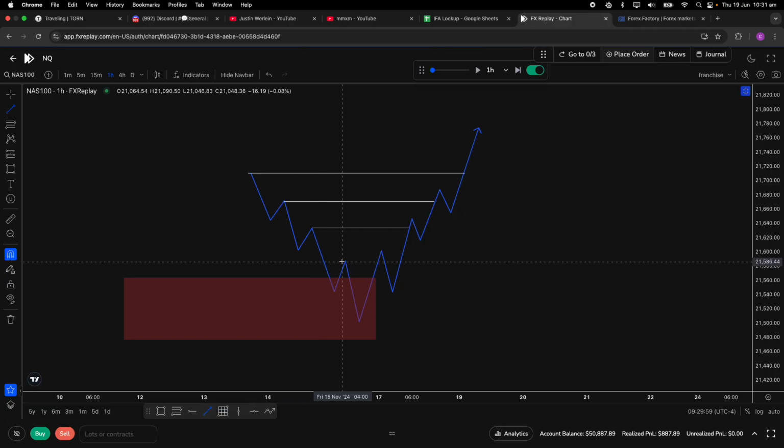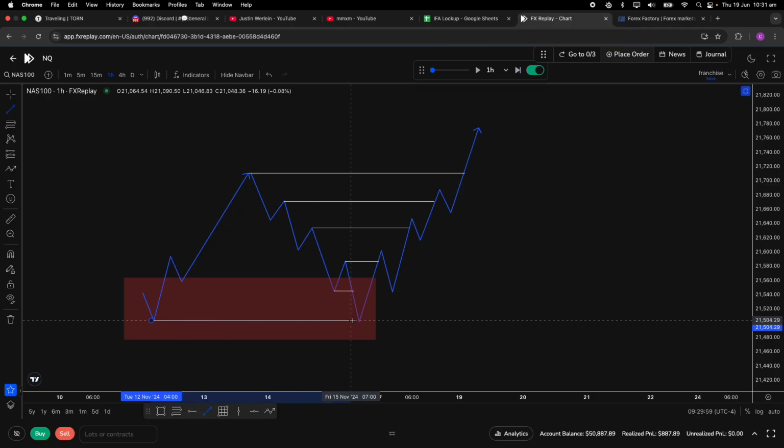We look for a market structure shift here. We look for a turtle soup here. This turtle soup could already be inside the box, so there could already be a wick like this. Like there could already be a wick inside from previous use.